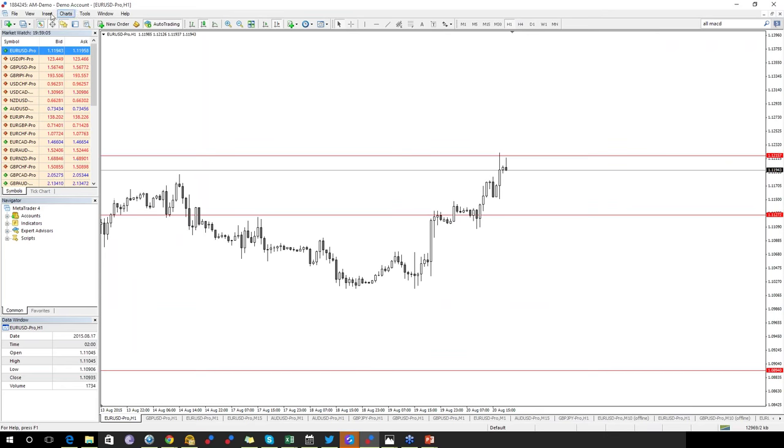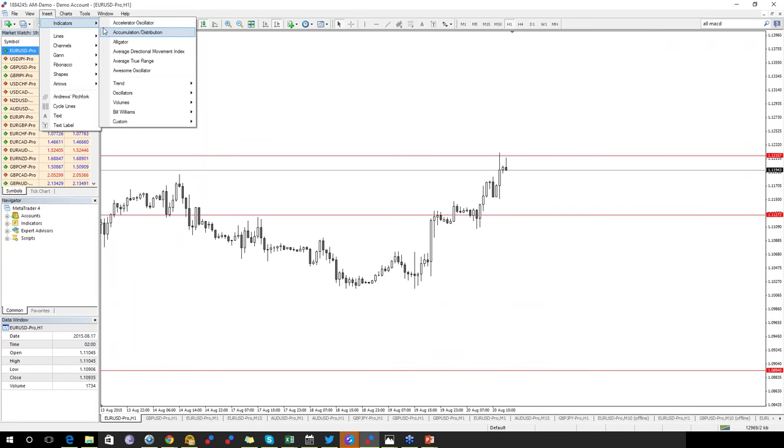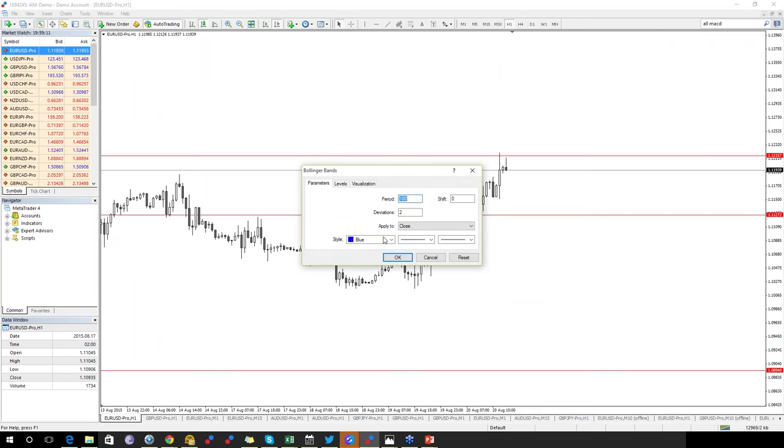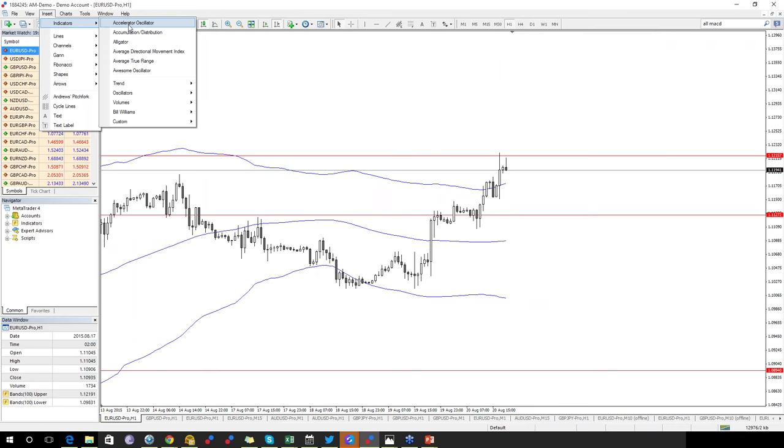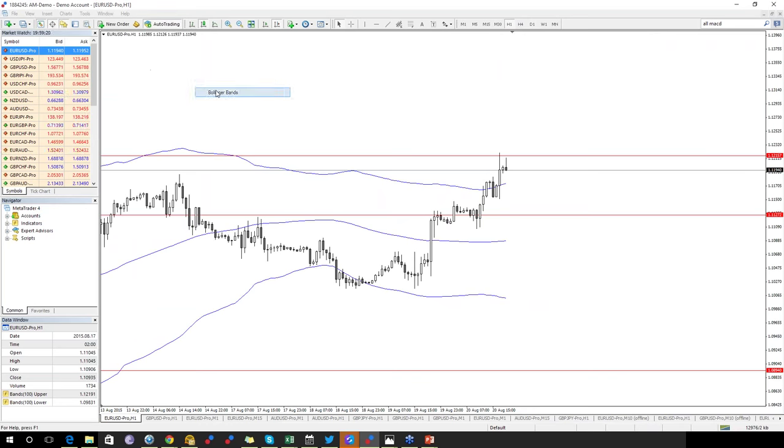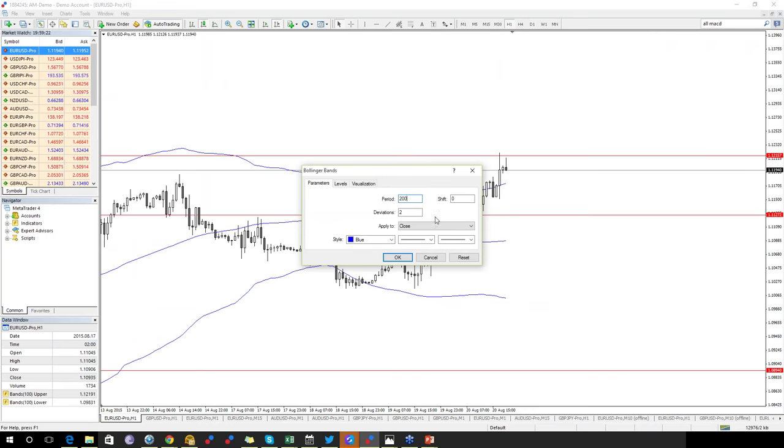I would place Bollinger Band of 100. Okay, let's go. Trend, Bollinger Band, 100, deviation 2. Okay. I would also place Bollinger Band of 200. Indicator trend Bollinger Band 200. And I wouldn't look at this line, but that's another indicator. Let's see if I have it here.